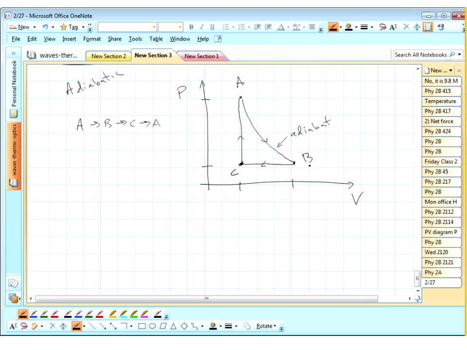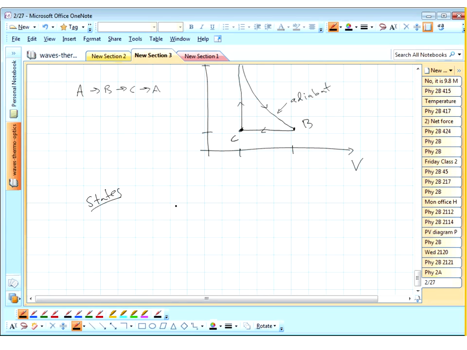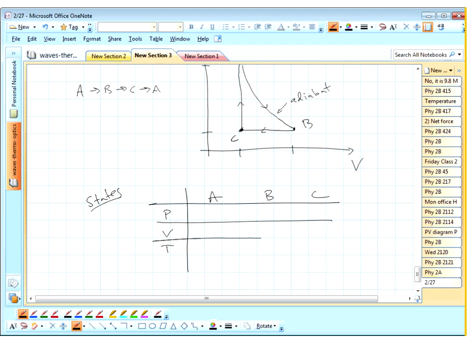Okay, so we'd have to be given some information to sort of get started on this problem. Let's say, so usually I like to make a little table of states. So we've got A, B, and C. And what do we care about? P, V, T. And once we know T, we can find U, the energy.